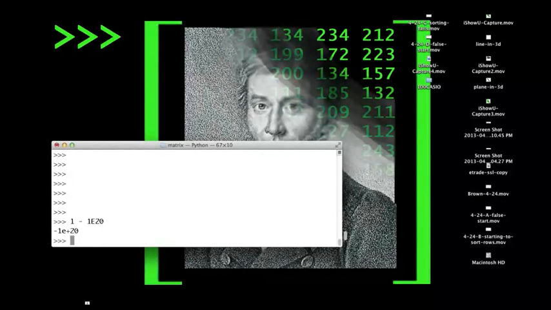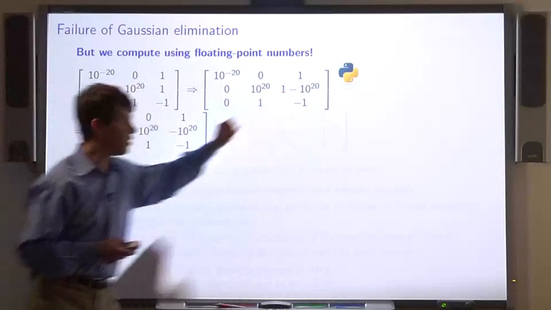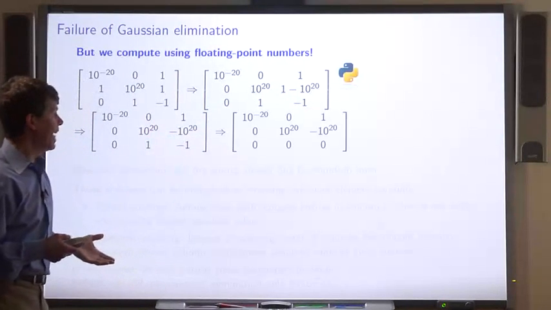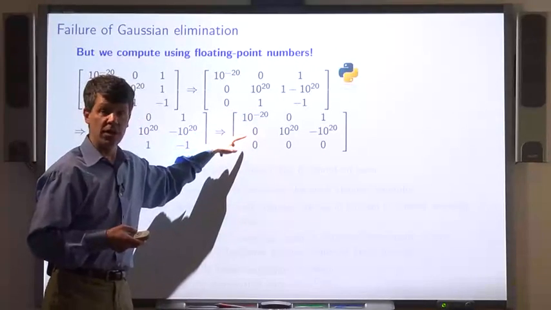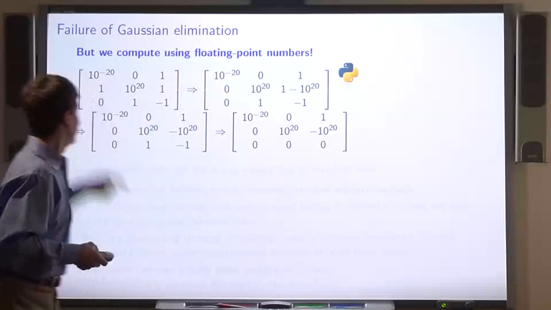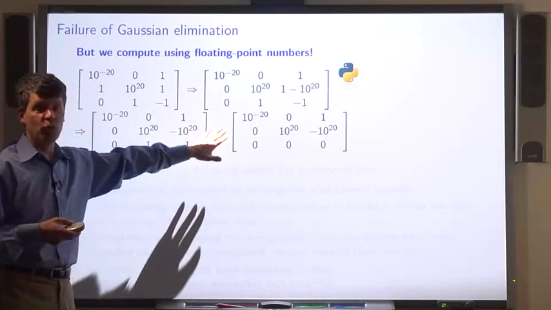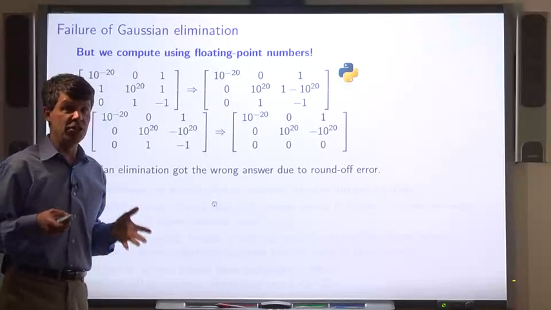The result is just negative 10 to the 20. Because of rounding error, therefore, the matrix that really results is this one, where we've replaced 1 minus 10 to the 20 with just minus 10 to the 20. One additional step of the algorithm results in this matrix, which leads us to think that the first two rows of this matrix form a basis for the row space of the original matrix. But in fact, the row space of the original matrix has dimension 3. So we've been misled. The problem is Gaussian elimination got the wrong answer due to round off.